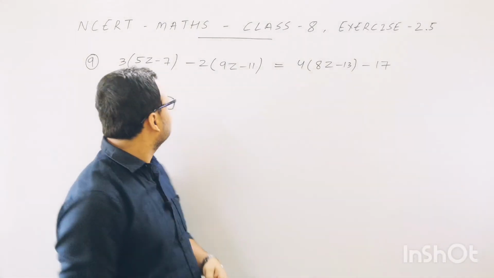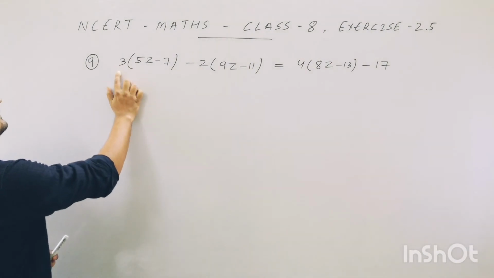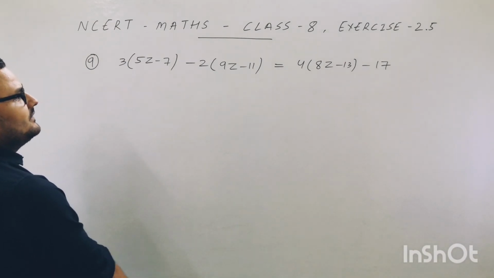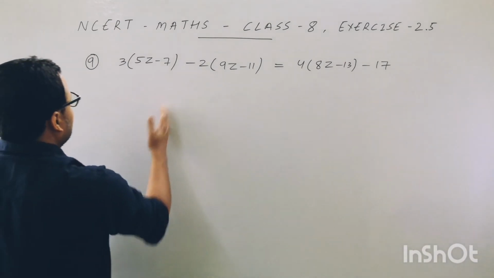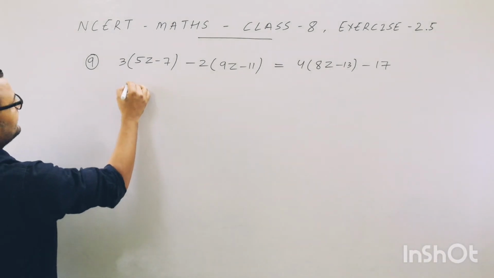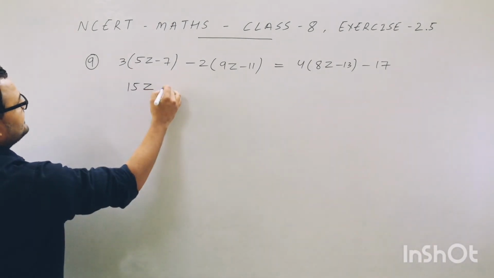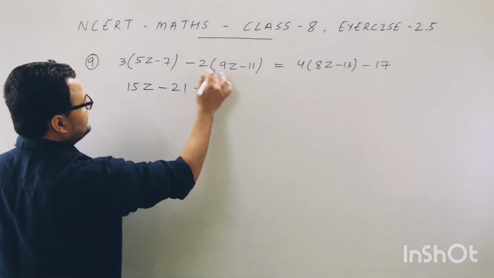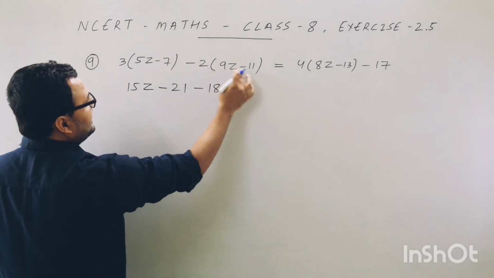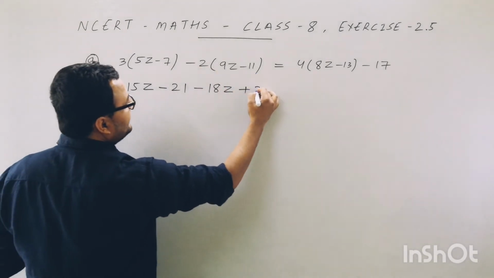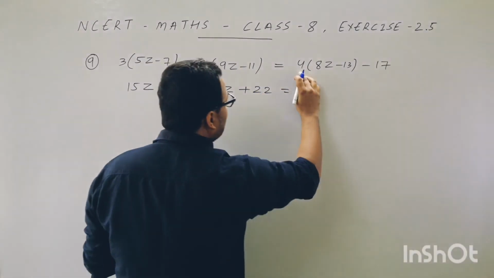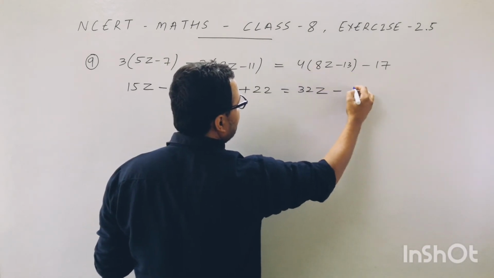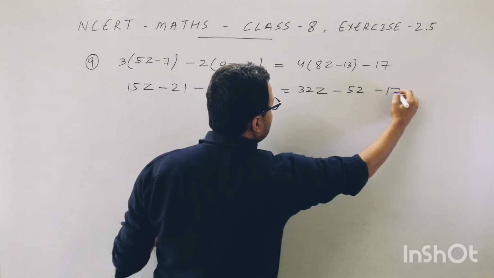Now question number 9. 3 into 5z minus 7 minus 2 into 9z minus 11 equal 4 into 8z minus 13 minus 17. First simplify the bracket. 3 into 5, 15z, plus minus minus 7, 3 21. Minus plus minus 9 2s are 18z, minus minus plus 11 into 2, 22, equal 4 8s are 32z, plus minus minus 13, 4s are 52, minus 17.